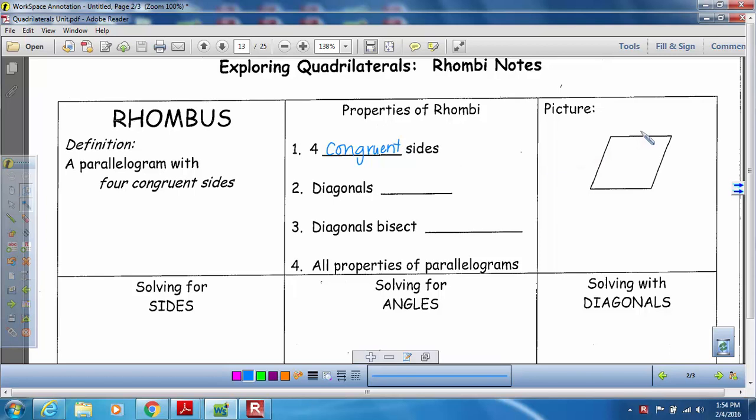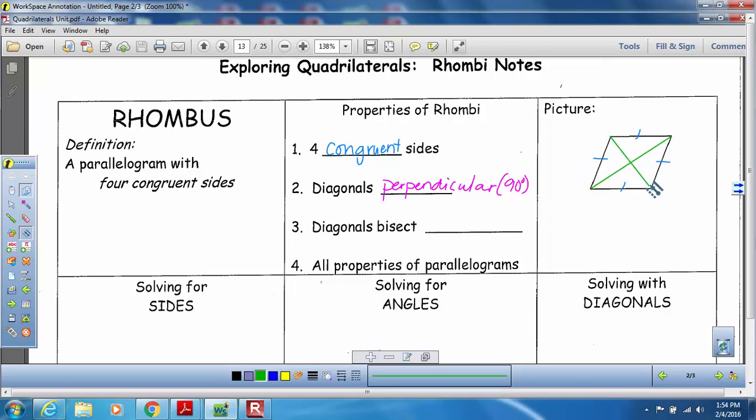So if I was to label that, all four of these, not just opposite sides, are congruent, but all four are going to be the same length. The second property that rhombi have is that their diagonals are perpendicular. And so, if y'all remember the definition of perpendicular, that means they form 90-degree angles. So let's draw our diagonals, and remember they go from one corner to the other.